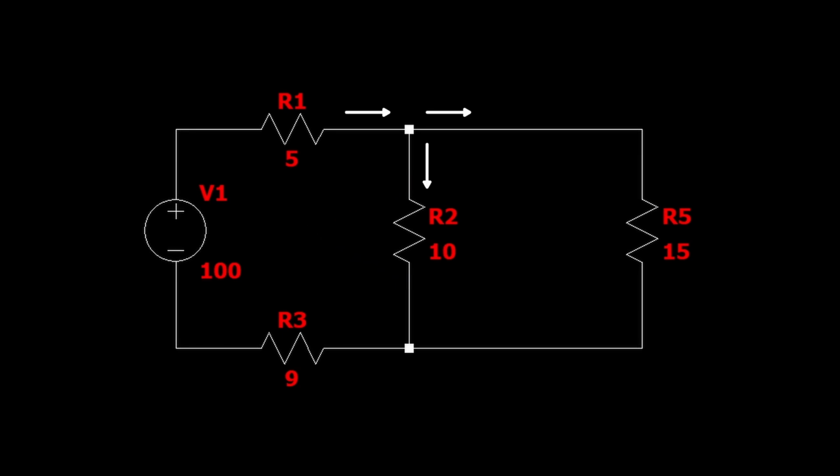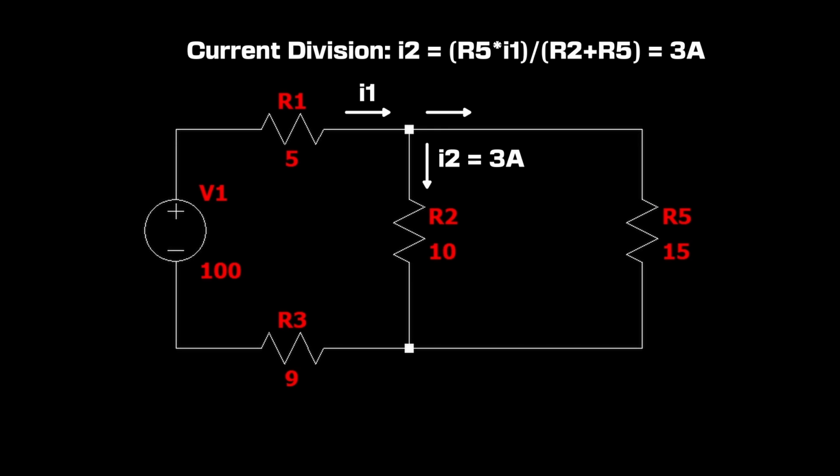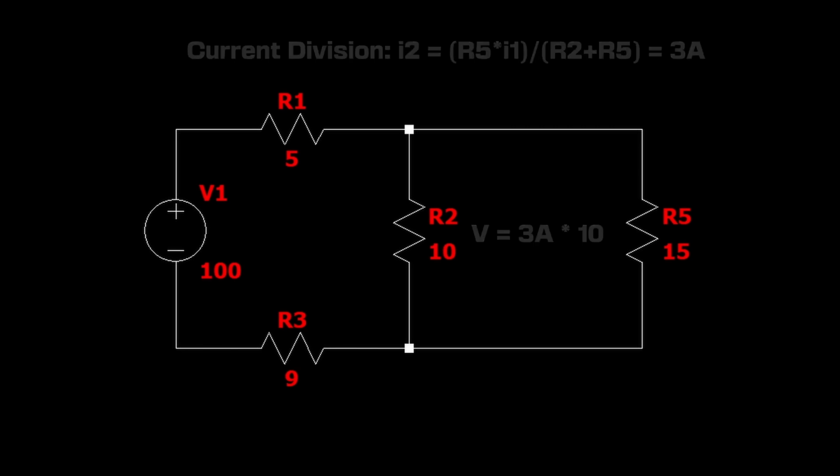We can also verify our answer using a current division equation. This allows us to solve for the current in the R2 branch, and we can see that 3 amps times 10 ohms gives us 30 volts.